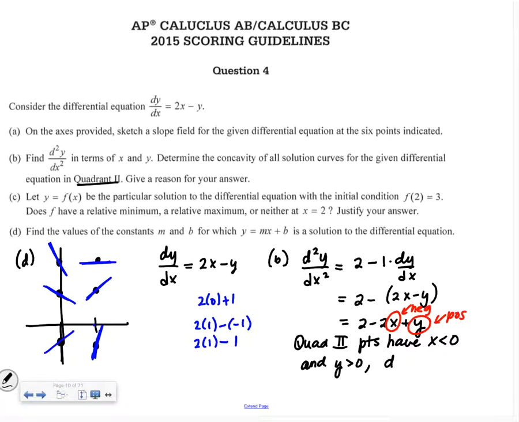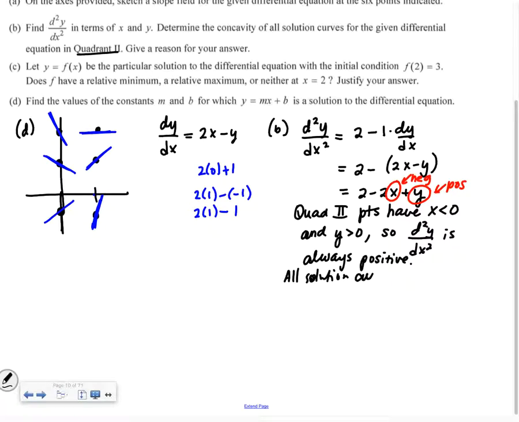So quadrant 2 points have x less than 0 and y greater than 0. That means d2y over dx squared is always positive. So all solution curves will be concave up in quadrant 2. Okay, so that's what it's asking. Will it be up or will it be down?